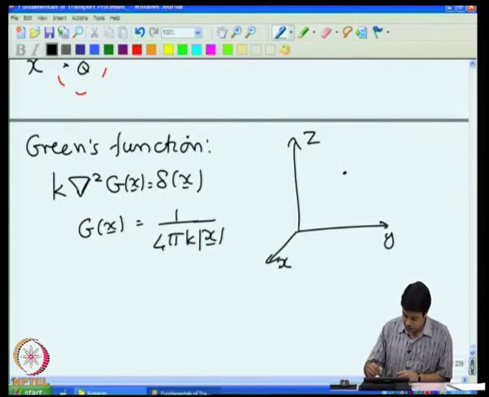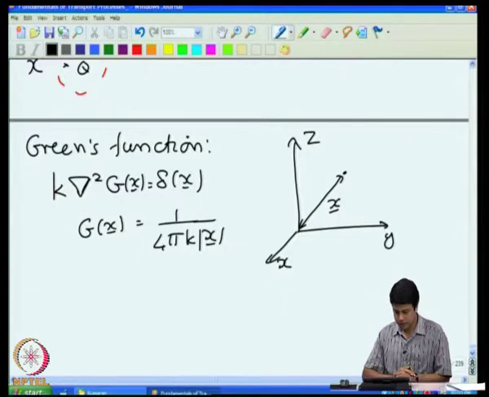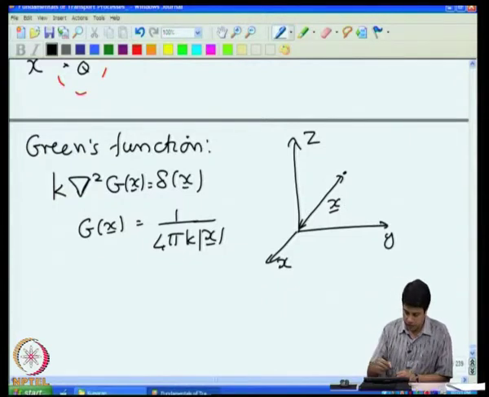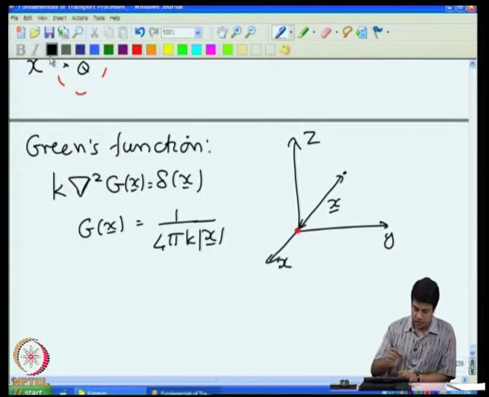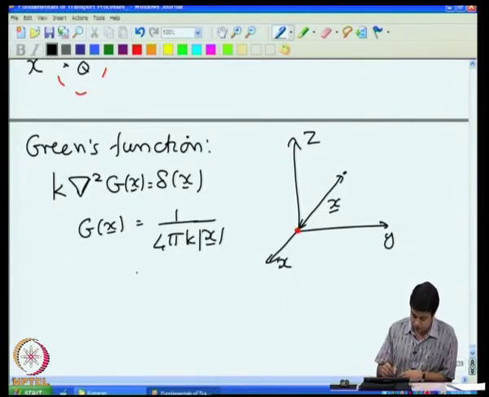Okay. So, this is the distance x vector. This is x vector, and I have a point source at the origin. So, del square G is non-zero only when x is equal to 0, it is equal to 0 everywhere else. In that case the solution for this equation is basically 1 by 4 pi k into r.